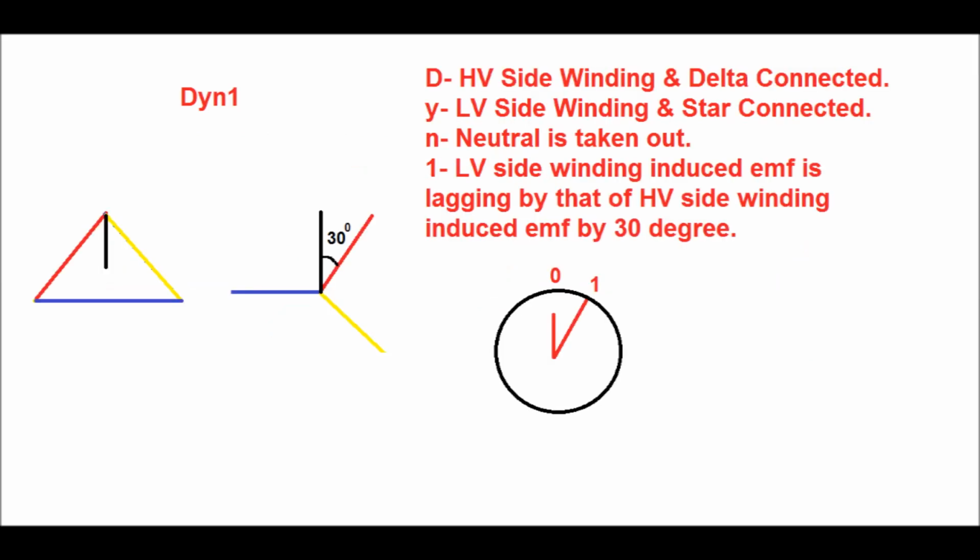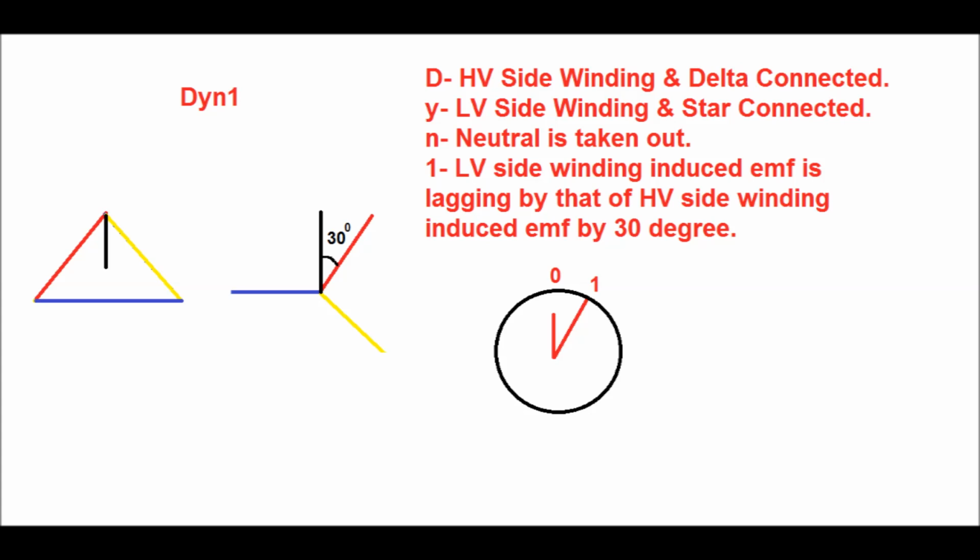So what is meant by vector group Dyn1? D, in capital letter, represents the HV side winding, which is delta connected. Y, in small letter, represents the LV side winding, which is star connected. N is the neutral of the star connection, which is taken out, and 1 is the vector group notation.